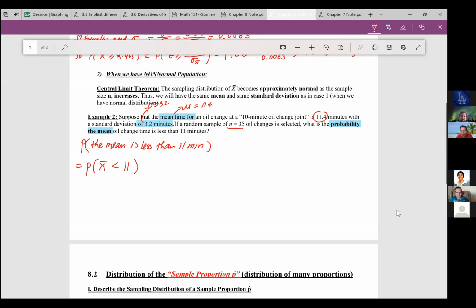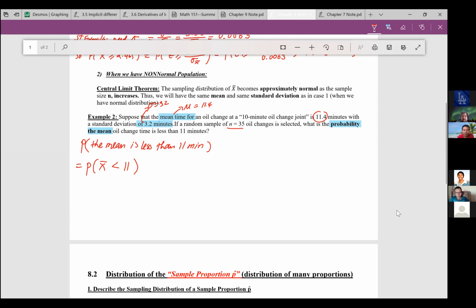All right, Julia got 0.23, and Shalin got 0.23. So you got an outlier here, Matthew, right? What you got for your z-score, Matthew? 0.125. Yeah, and because you have to take 11 minus 11.4, so that should be a negative number. No, not negative 0.125. You times radical 35 and divide by 3.2.